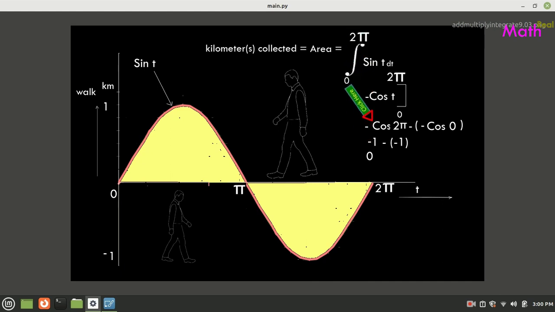So at 2 pi, 1 minus 1 comes to 0. How much he walked, that's true, but how much distance did he collect? Nothing. If he collected 7 oranges, he gave them back. So here he is gaining kilometers, and here he is losing kilometers. A person gets 7 oranges in a day, the next day he gives them back, and he has nothing, 0.